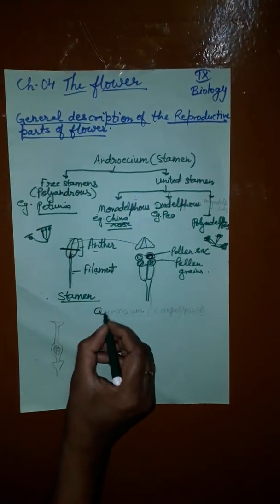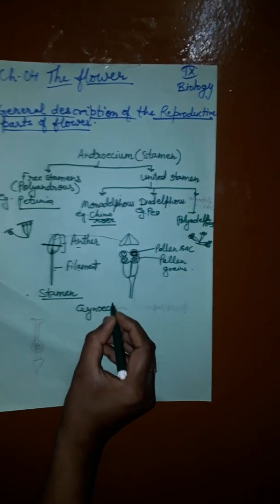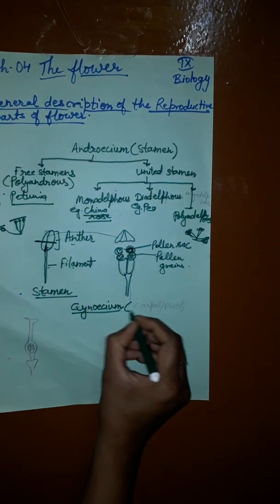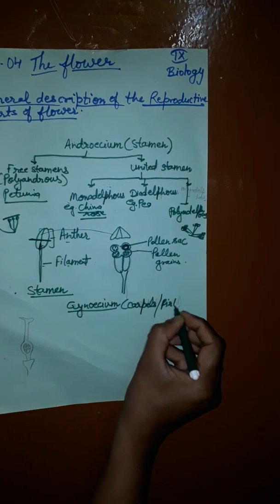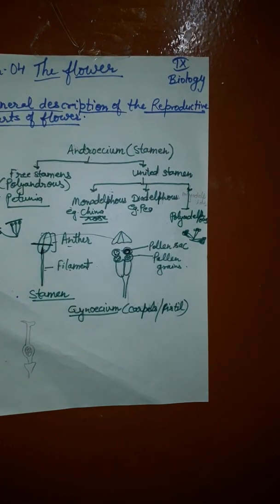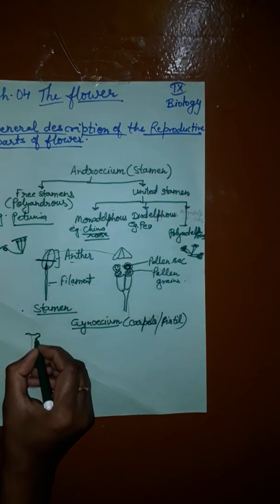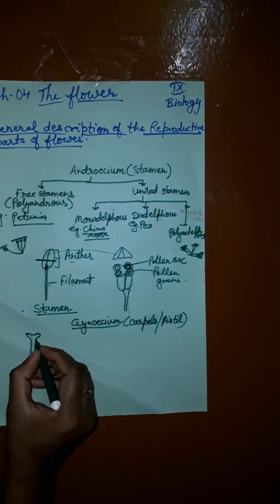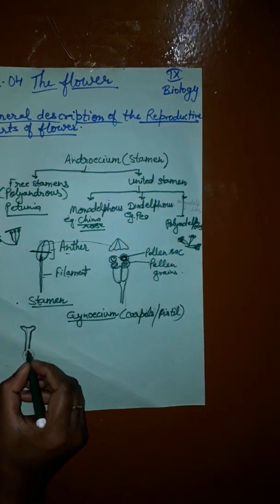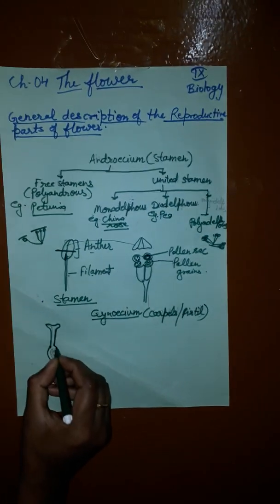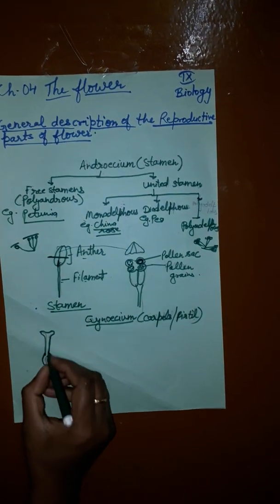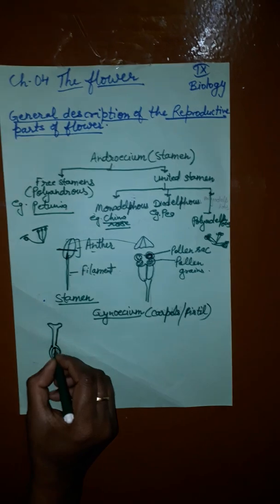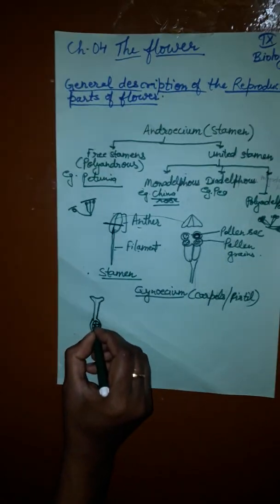Now next is the female part, also called gynoecium. It is called gynoecium or carpels, also called pistil. See the simple structure. This upper part is stigma. This tube is style. The swollen area is ovary, and there is the thalamus, the stalk. Inside the ovary, ovules are present.